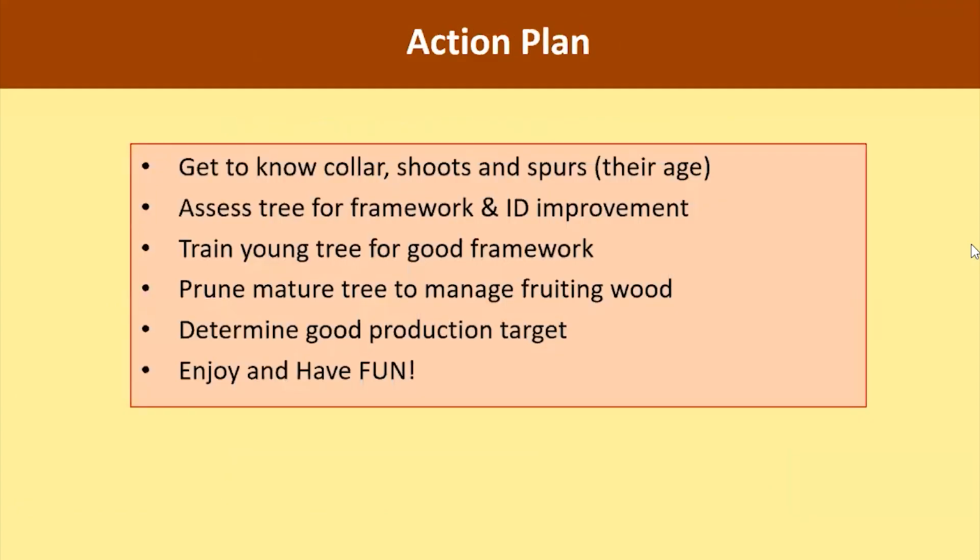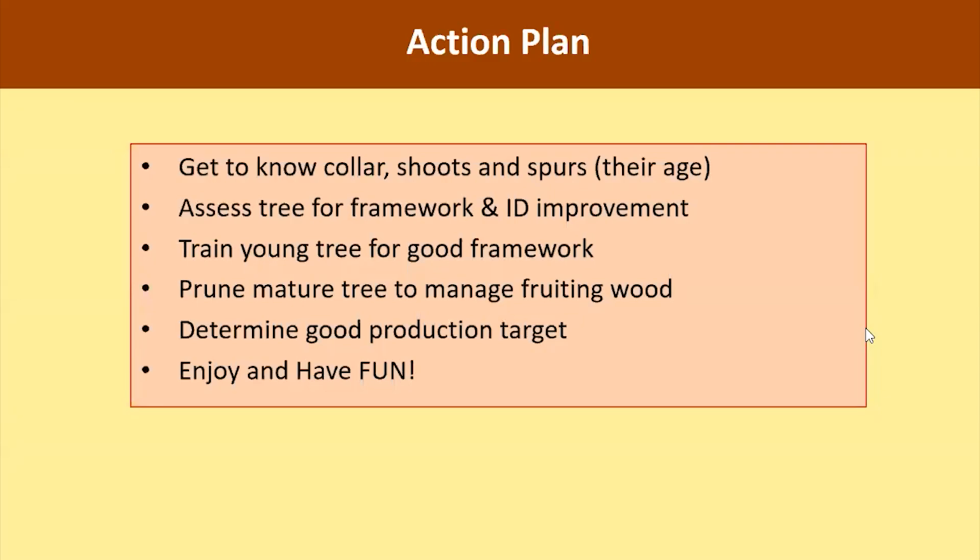So I would suggest this action plan. Number 1, get to know the collar, shoots, and spurs on your fruit tree and be able to tell their age. Number 2, assess your tree for the framework, look for ways to improve them. Number 3, if you have a young tree, start training for a good framework. And if you have a mature fruit tree, make a plan for pruning. Take some photos, look at them on a computer, and figure out an action plan.